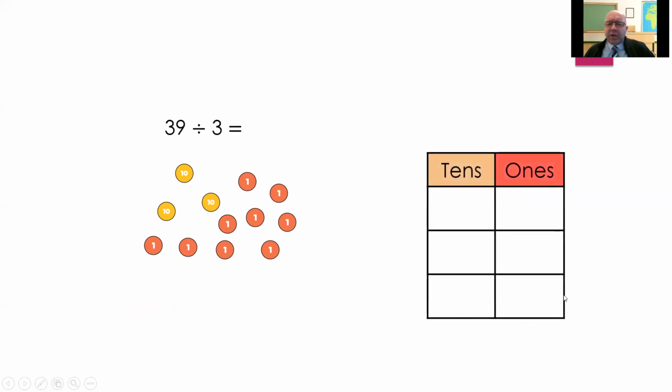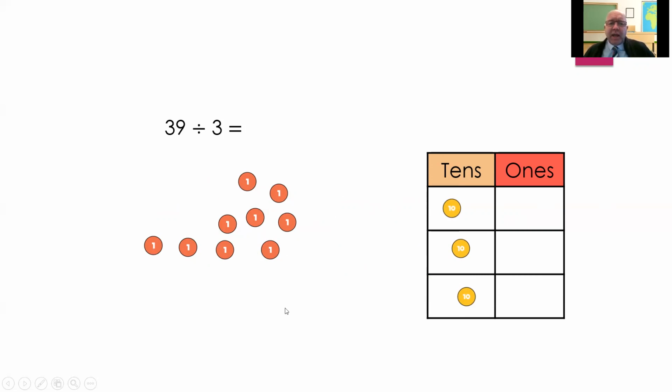Now this time we're going to use our table. So we've got our 3 rows. Okay, so we're going to split these 10s and 1s into 3. But this time we're going to look at the place value, the size of these numbers. So we've got 3 10s. Let's just worry about the 10s first of all. And if we put 1 of those in each row, then we've split those equally.